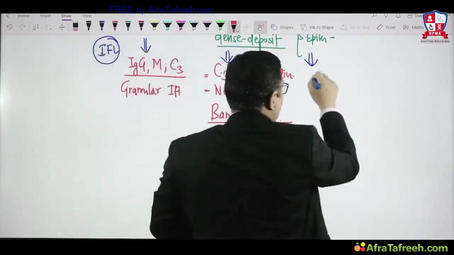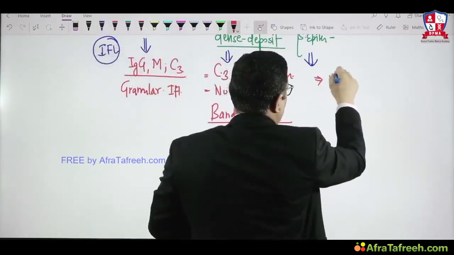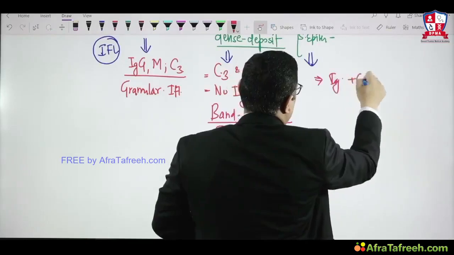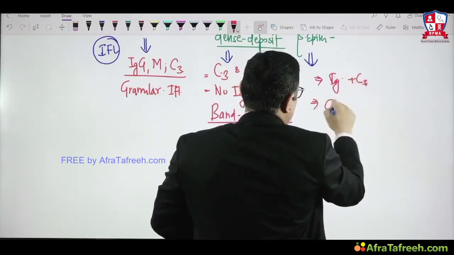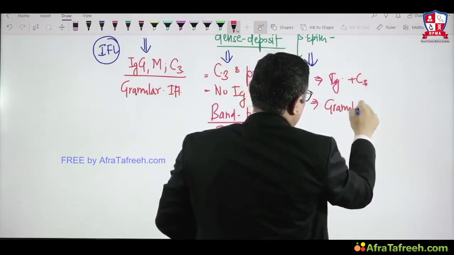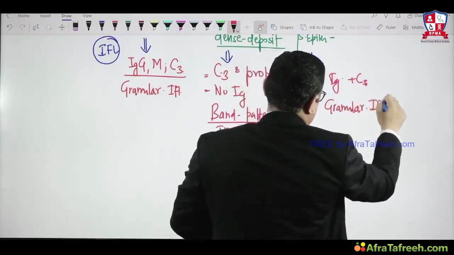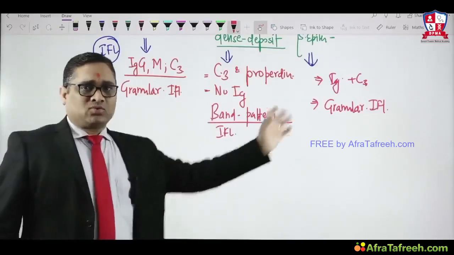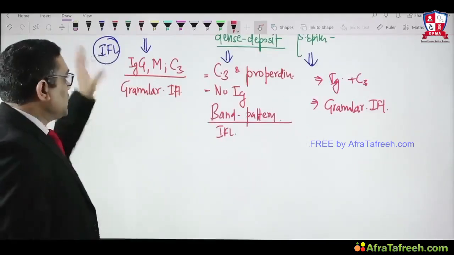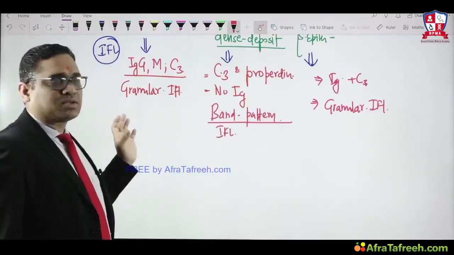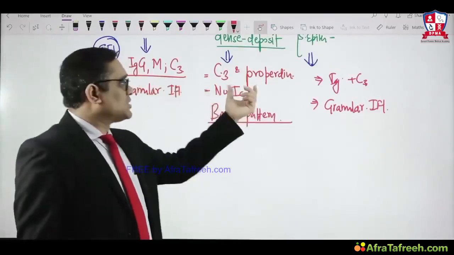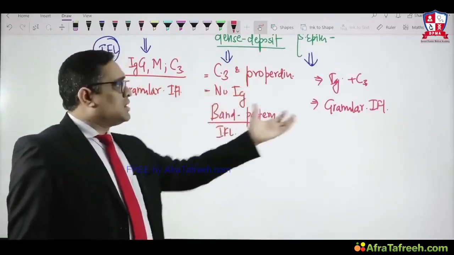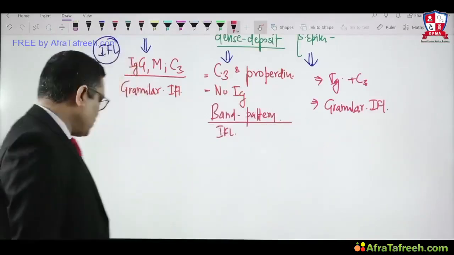In type 3, you will see immunoglobulin also, complement also, and they will be having a granular pattern of immunofluorescence, right? So these are important points about Mpgn type 1, type 2 and type 3. Again, I will recall: type 1, granular immunofluorescence. Type 2, dense deposit of C3 and properdin, band pattern. And type 3 will be having granular immunofluorescence, right?